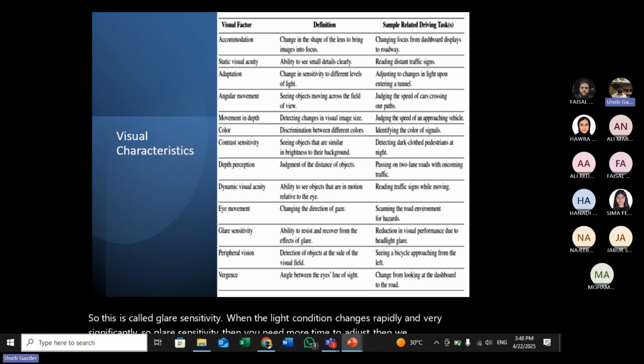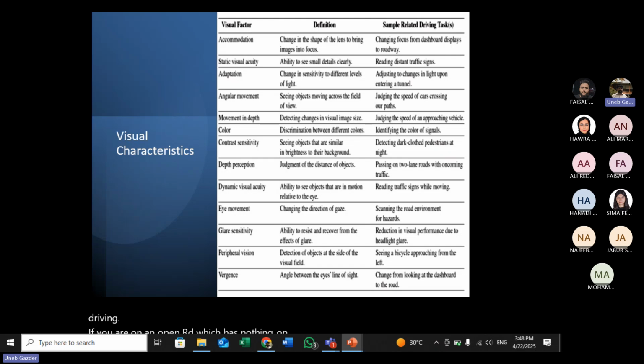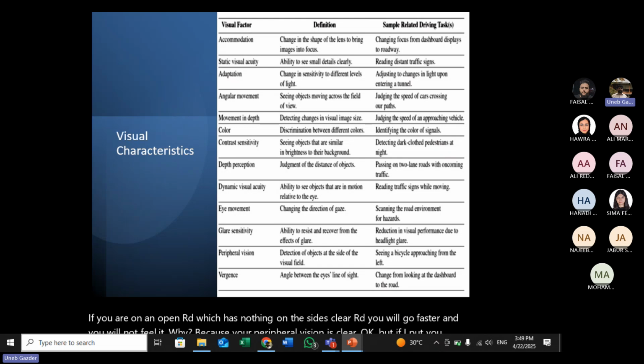Then we have peripheral vision. Peripheral vision means to look at things which are on your sides, basically in the line of your shoulders. Peripheral vision helps us to detect the speed of other cars and our own car. When we are driving on an open road, which has nothing on the sides, a clear road, you will go faster and you will not feel it. Why? Because your peripheral vision is clear. But if I put you on a one lane road and I put barriers around you, you will go slower, even if the road is clear in front of you, because your peripheral vision is blocked. So peripheral vision affects your speed.